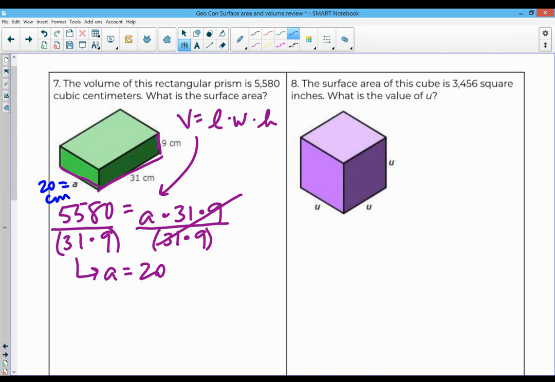So it's the first thing you have to do. That's not going to be your answer. That just gives us that other length. And now we have to use that to find the surface area. So the formula that we're using for surface area of a rectangular prism is 2 length times width plus 2 length times height plus 2 width times height. So let's just label that length, width, and height.